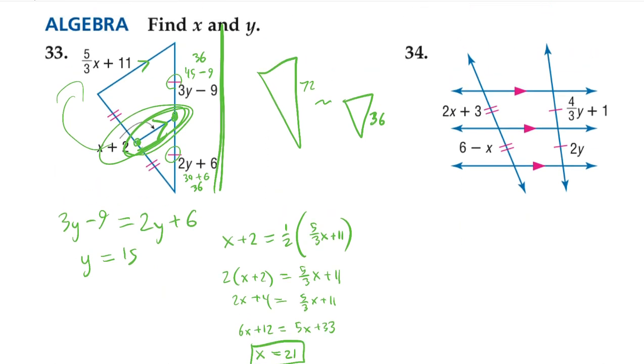Plugging this in just to double check. In my picture, I get this is 23. And then plugging it up here, 21 times 5 thirds. So 5 thirds times 21, well, that's over 1. That cancels. We get 7 and 1. So this is 35 plus 11. That's 46. And sure enough, it turned out to be twice as long, which is what we expected.